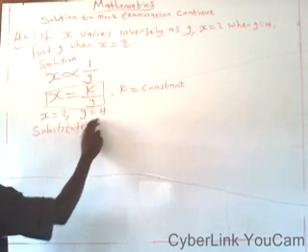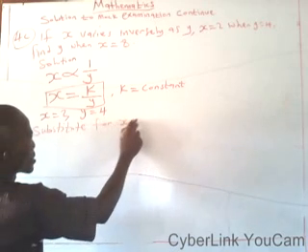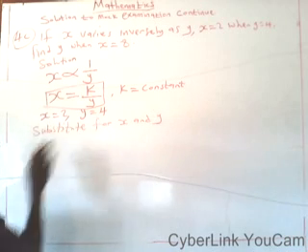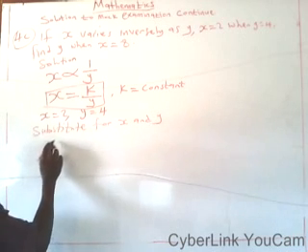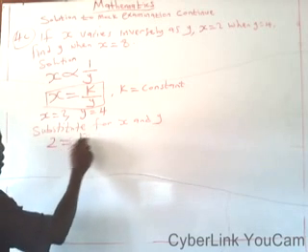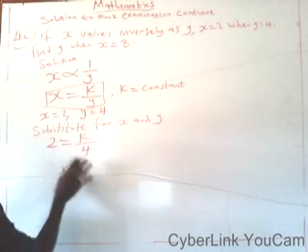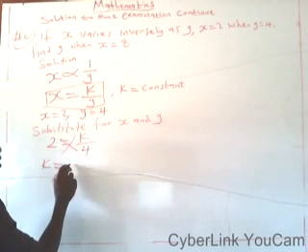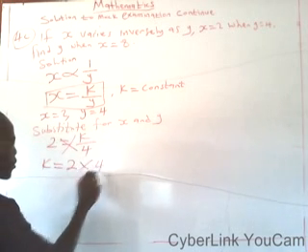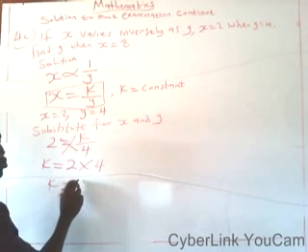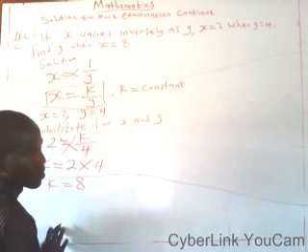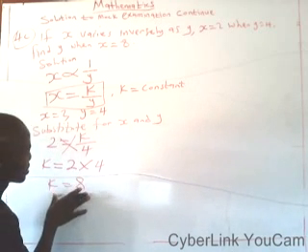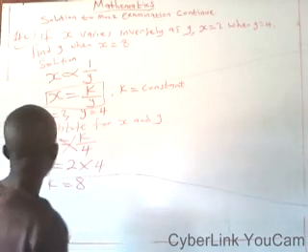We want to substitute for x and y. We are going to have 2 is equal to k all over 4. In that case, our k here is equal to, we are going to cross multiply here. That is 2 multiplied by 4. K now is equal to 8. K is equal to 8. We have determined the constant.